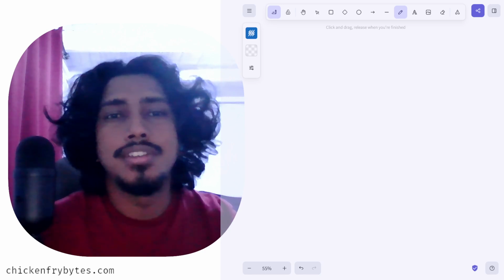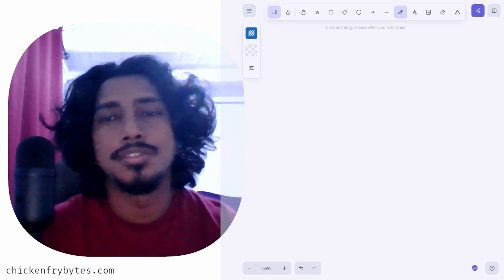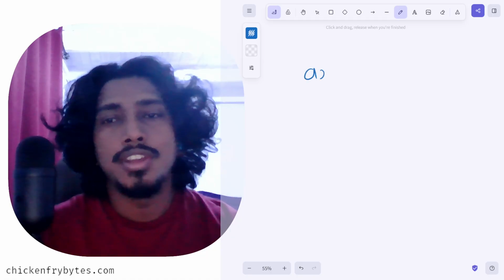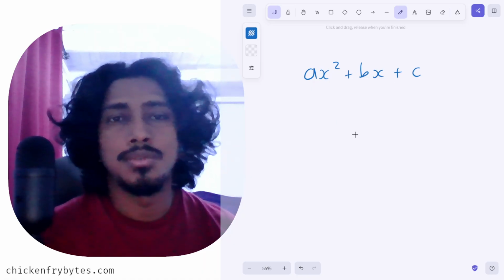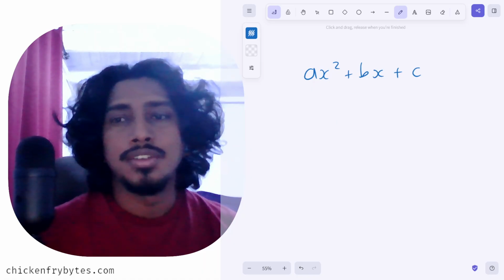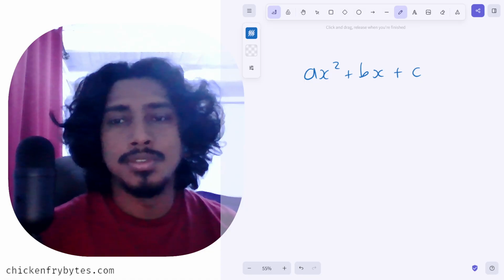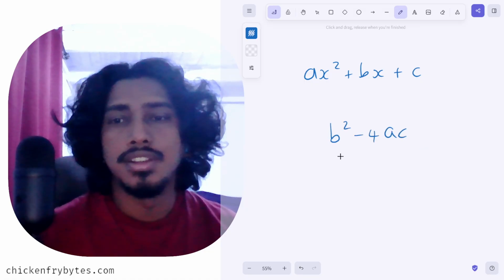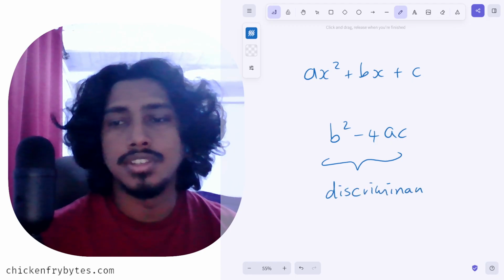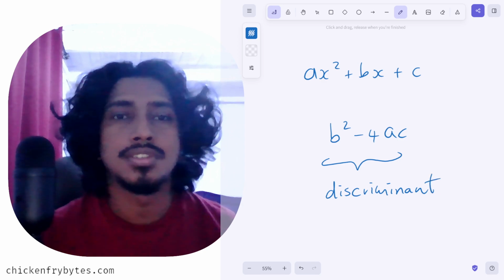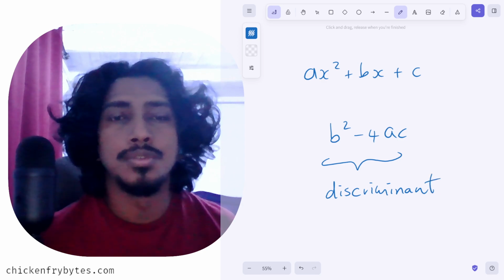Now, what do we mean by the discriminant of a quadratic curve? Well, if we have ax squared plus bx plus c, which is a pretty standard way to represent a quadratic curve, and we take from this formula b squared minus 4ac, this is referred to as the discriminant of that quadratic curve.